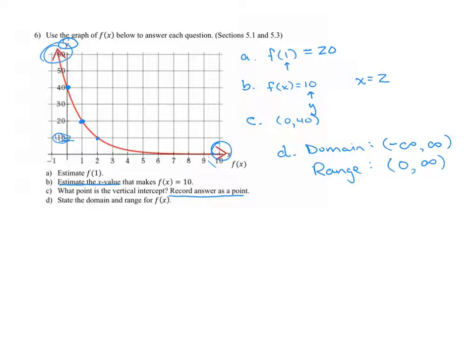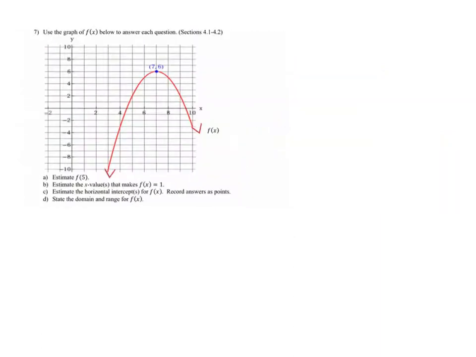All right, that takes care of number 6. Let's look at number 7. So for number 7, we want to estimate f of 5. Again, remember that if 5 is inside the parentheses, this is an x value. So we're going to come over to where x equals 5 and determine the y-coordinate. My y-coordinate is 2.